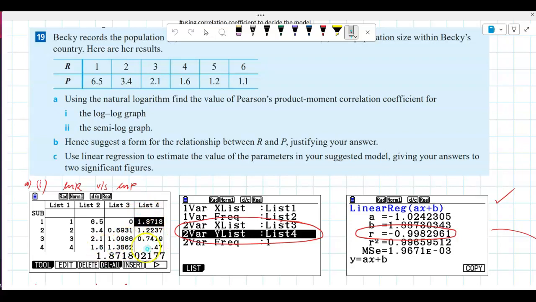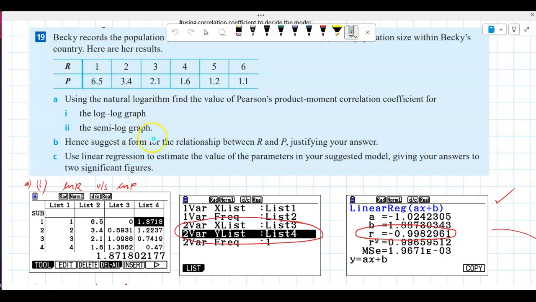Then I go to linear regression, two variables. I put list 3 and list 4 in my linear regression. And this is your Karl Pearson value; if they ask you, you have to write this value.